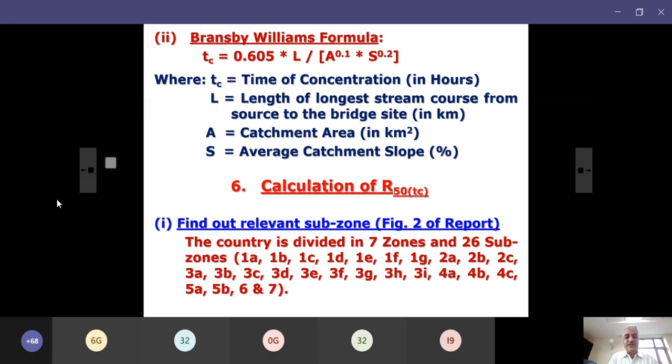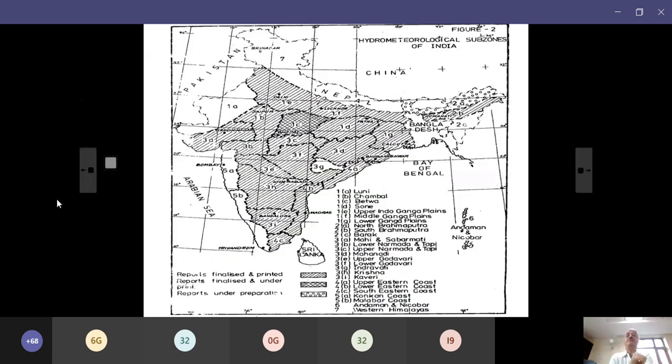This India has been divided by CWC, and this is the map. This is given as figure 2 in RBF 16. Here you can see this is 1A, this is 1B, this is 1C, which we have calculated the Betwa zone like that. So 1A Luni, 1B Chambal, Betwa, D is Son, E is upper Indo-Ganges plain, 1F is middle Ganges plain, 1G is lower Ganges plain, then 2A, 2B North Brahmaputra, South Brahmaputra, 2C Barak, 3A Mahi and Sabarmati, 3B lower Narmada and Tapi, 3C upper Nadi, they are basically river basins.